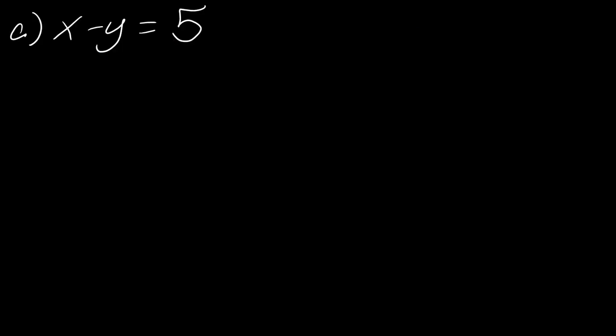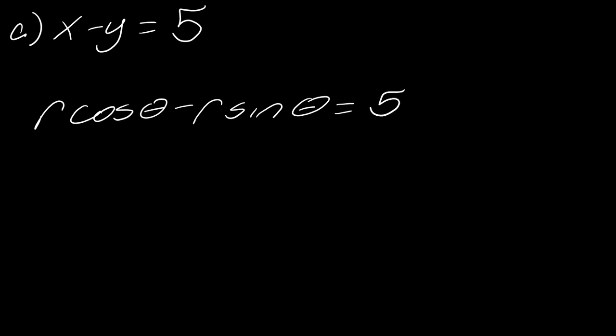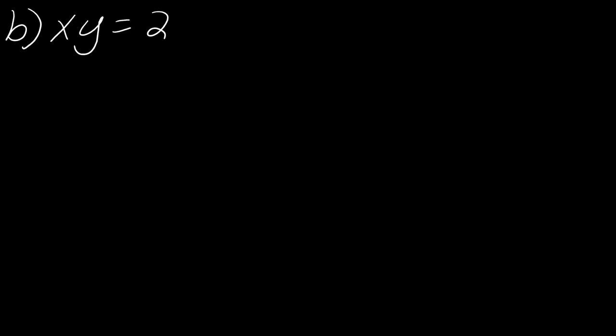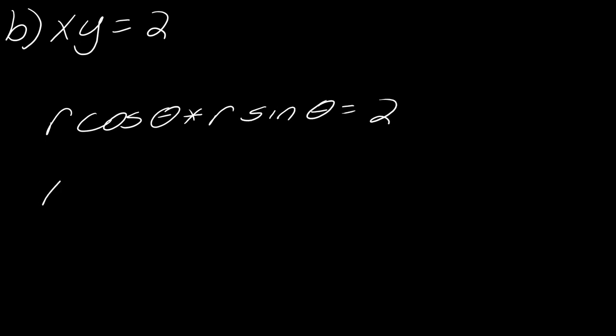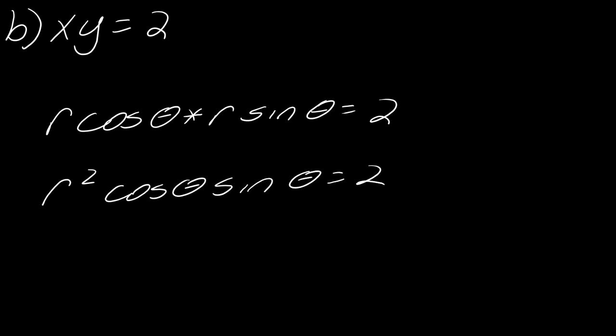So for instance, if I have x minus y equals 5, I can rewrite that as r cosine theta minus r sine theta equals 5. So that is a nice straightforward conversion. Or if I had something like xy equals 2, I can take r cosine theta times r sine theta and say that's equal to 2. And so this becomes r squared cosine theta sine theta equals 2. And now I've converted it back to polar.